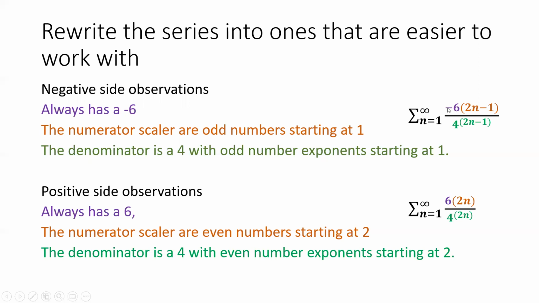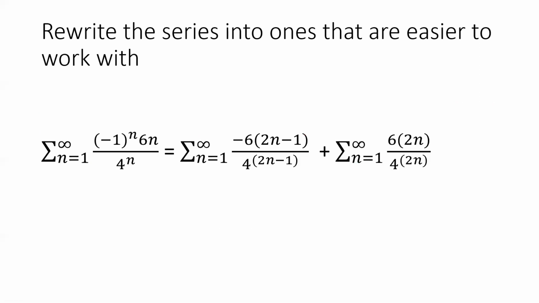So notice I have the -6, and then 2n minus 1 represents the odd values. And so 4 to the 2n minus 1 will give me the odd powers for the 4. In the bottom case here, I have the 6 always, and then 2n for the even numbers, and 4 to the 2n for the even powers of the 4. So therefore, this original series can be broken down into these simpler series. And you'll see why they're simpler in a little bit. I know it's a lot of numbers going on, but it actually does make life a lot easier.